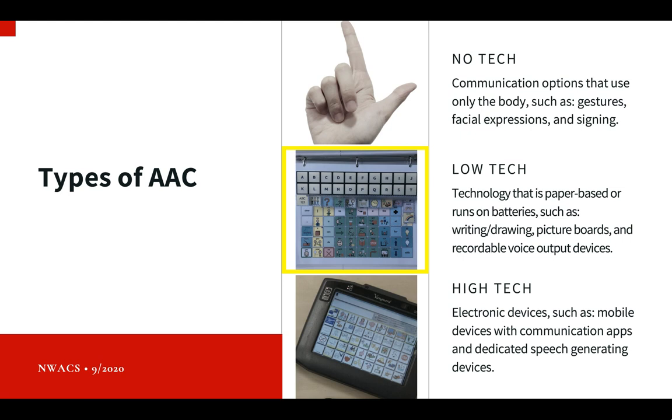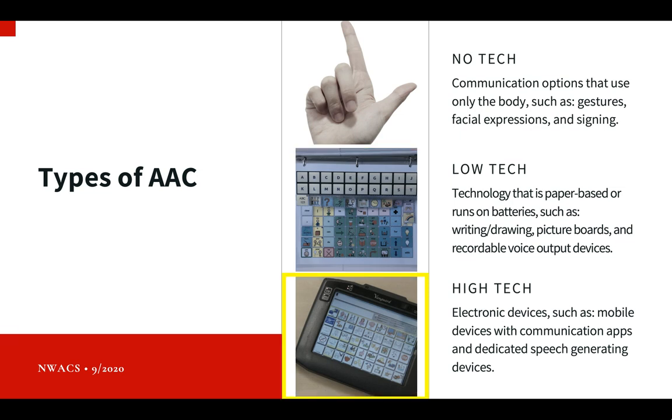Low-tech options are communication technologies that are paper-based or run on batteries. This includes using paper and pencil to write or draw to communicate, using picture or word cards or picture or word boards to communicate, and battery-powered devices on which you can record messages for a person to use to communicate.